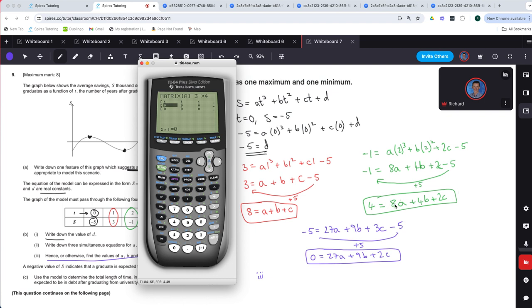And for the next line, we're going to do the same thing, but with the green equation. We're going to put in the first number in front of the A, which is an 8. Then the number in front of B, which is 4. Then the number in front of the C, which is a 2. And then the number by itself on the other side, which is a 4. Enter again. And then we do the same for the last equation. So 27, 9, 2, and 0.